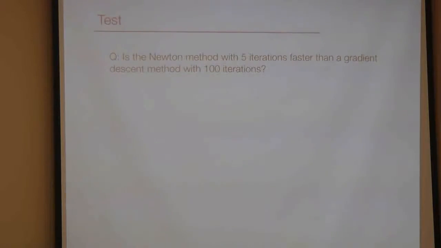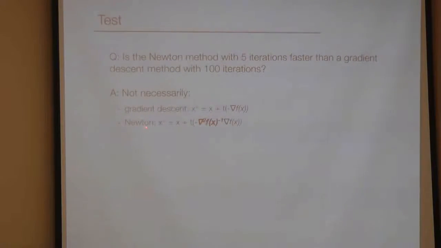So now the question is, imagine I have the same function that I want to minimize, and the Newton method takes 5 iterations, and the gradient-based method takes 100 iterations. Now, the runtime of these two methods, would it be true that the Newton method is faster in absolute time than the gradient-based method? Why not?